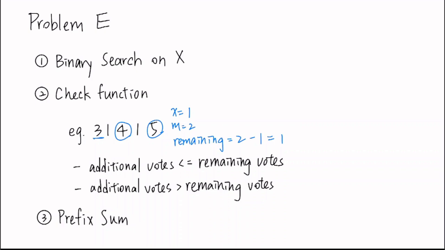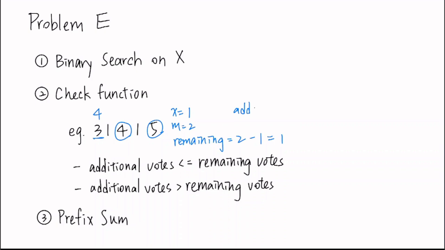So in this case, the additional votes that we would need is only 1, because after adding 1 to candidate 1, the value is equal to 4, and we would need 2 fives for the other 2 candidates.